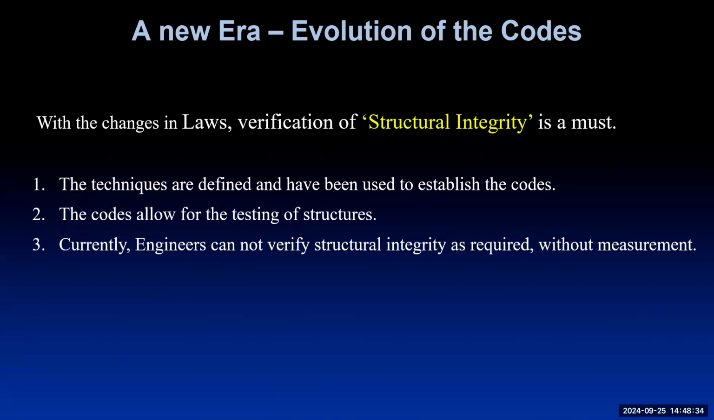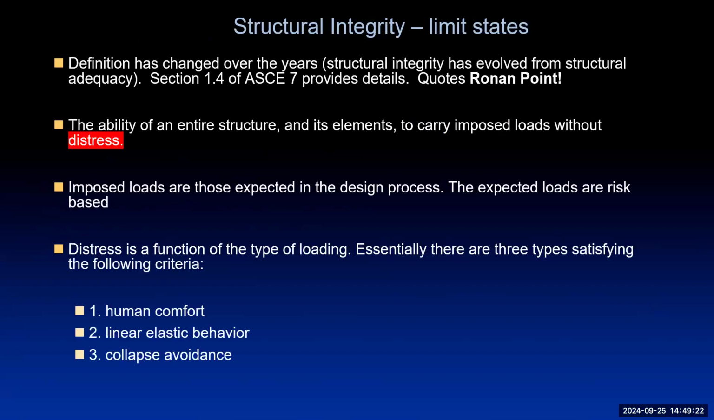Secondly, the codes actually allow for testing of structures. How does that happen? Well, I'll go into some detail later on, but essentially, a person who's looking at a structure, a building official, says, I don't like that, he or she can actually decide that a test must be conducted. Currently, engineers cannot verify structural integrity as required without measurement. Now, when we're talking about measurement, we consider what we did in a laboratory, but that gives us a view of how things are, and it's not actually as accurate as we need.